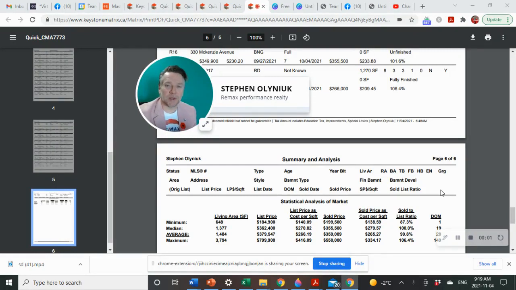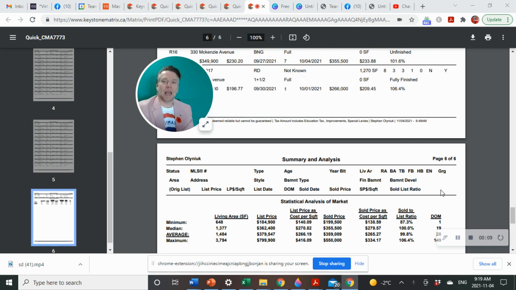Steinbach, this is your monthly real estate market report for the month of October. This report should take 2 minutes or less. Today's date is currently November 4th, 2021, and all the data is from MLS for single residential detached homes. I'm Steven Olyniuk, Remax Performance Realty.